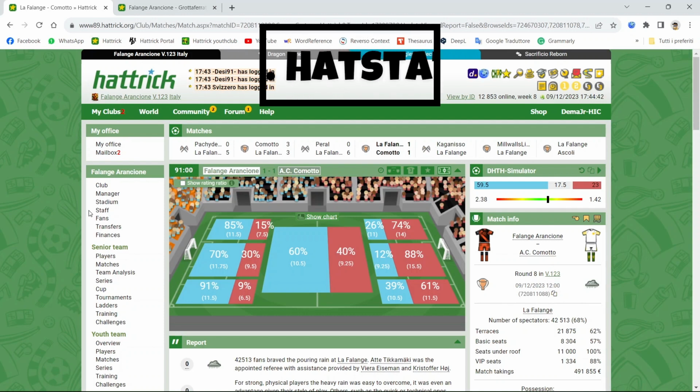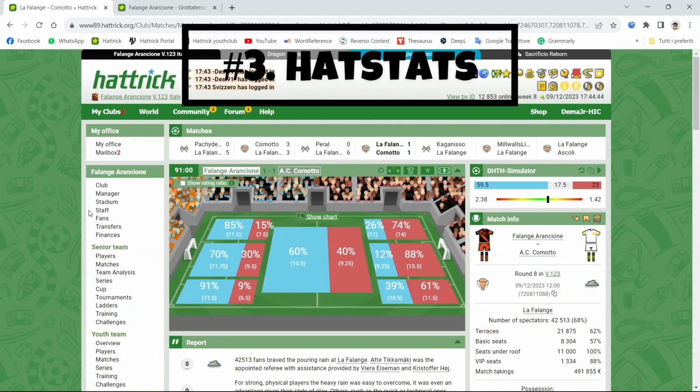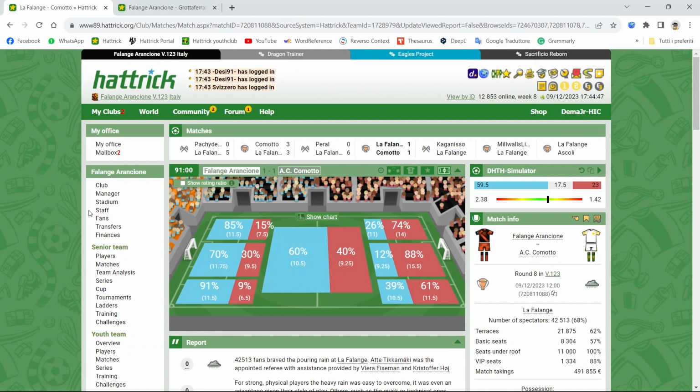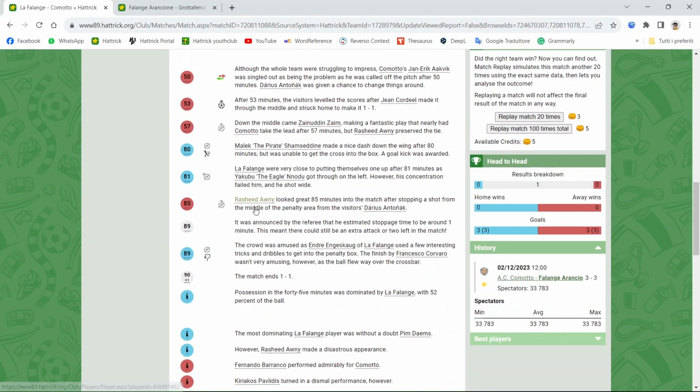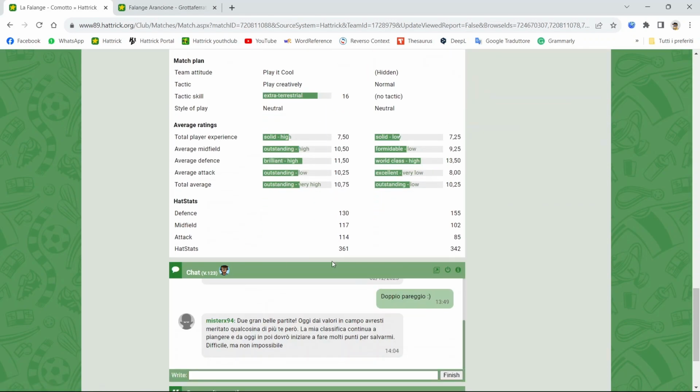The third feature that I would like to mention is the feature that is providing us the HatStats of our team and the opponents. You can find this information in different pages in Hattrick. The first one could be in the report page of the match, in the bottom. Here you can see the total amount of our HatStats. This is showing the quality of the value in the field of our team, divided by defending, midfield, attack, and also the total amount compared to the opponents.